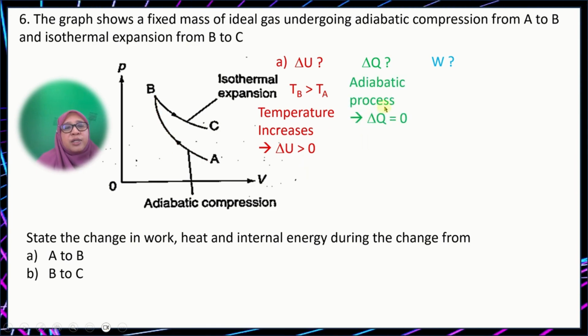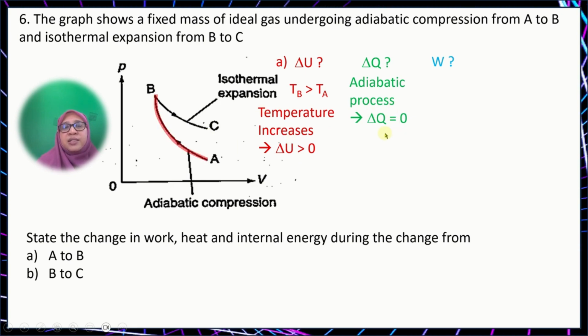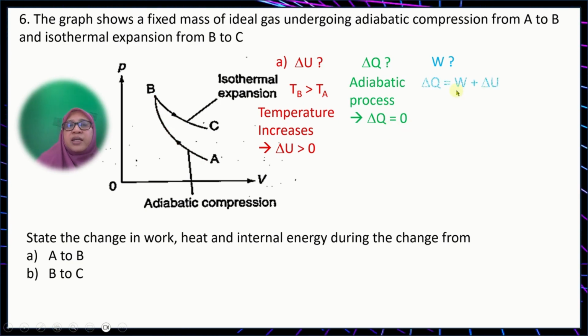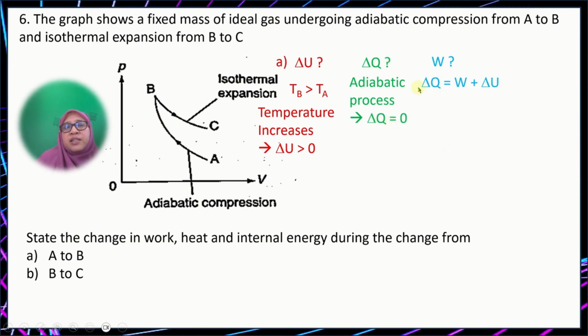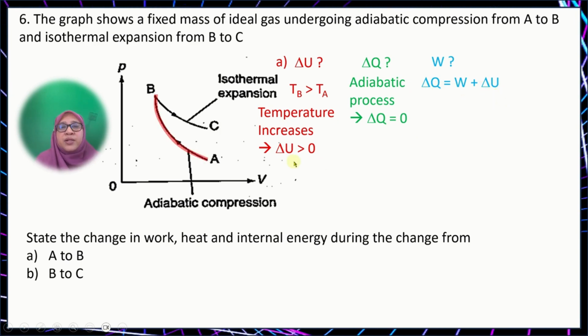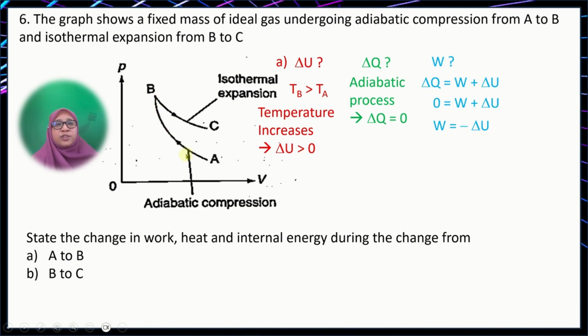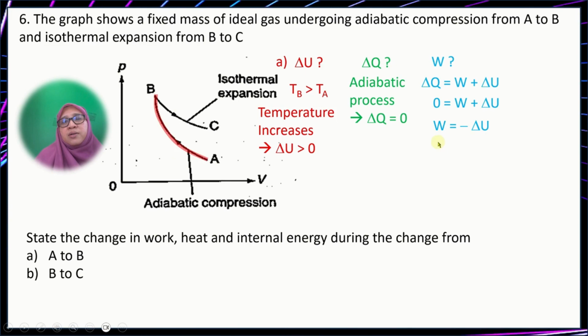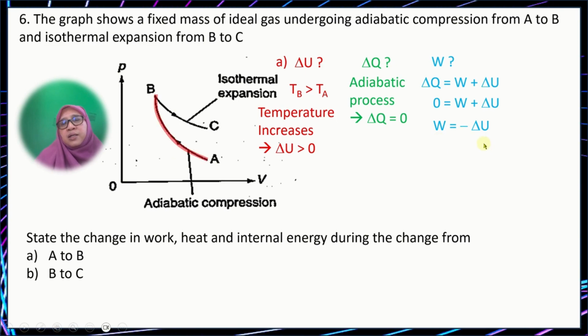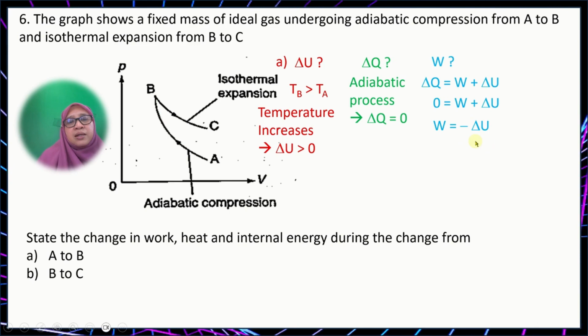Okay, so for the adiabatic process, the special characteristic is that no heat is allowed to enter or leave the system. So that means delta Q is 0. And lastly, for the work done, we can use the first law of thermodynamics. If delta Q is 0, the work done will be equal to negative delta U. So delta U is positive, so the work done we will get is negative. And it's logical because this is compression. So the work should be negative, the work done on the gas.